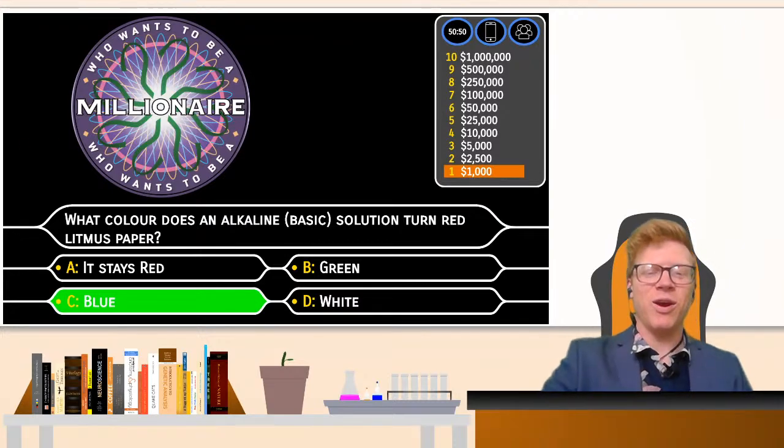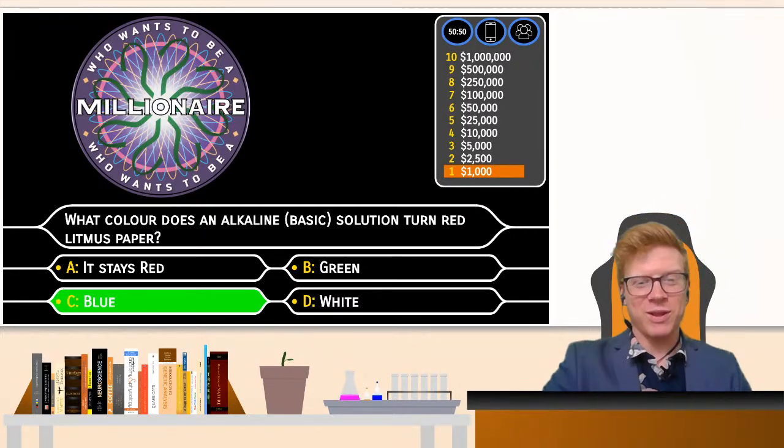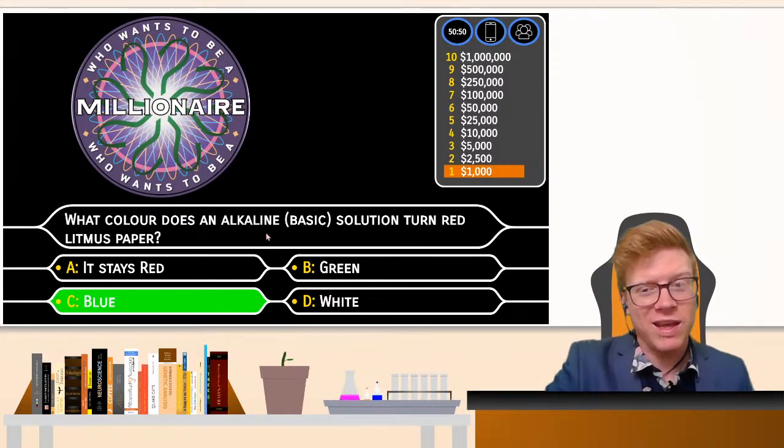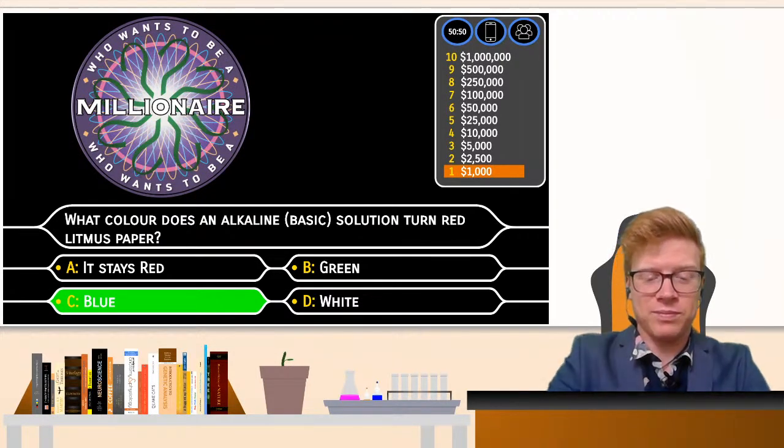And the correct answer was it turns blue. You're absolutely right. Red litmus paper turns blue in the presence of an alkaline or basic solution, just as blue litmus paper turns red in an acidic solution.